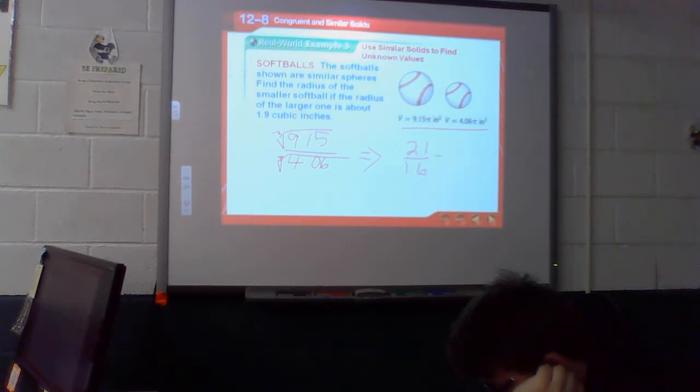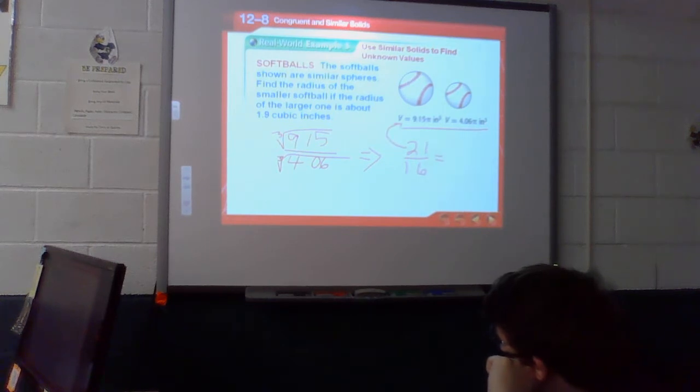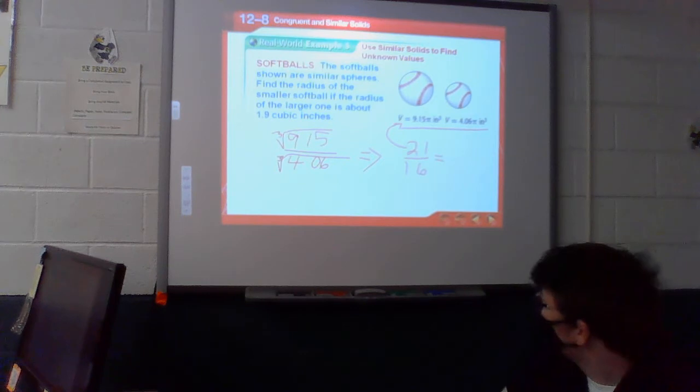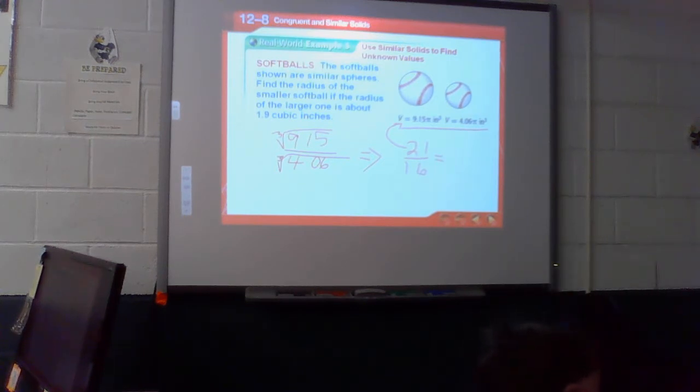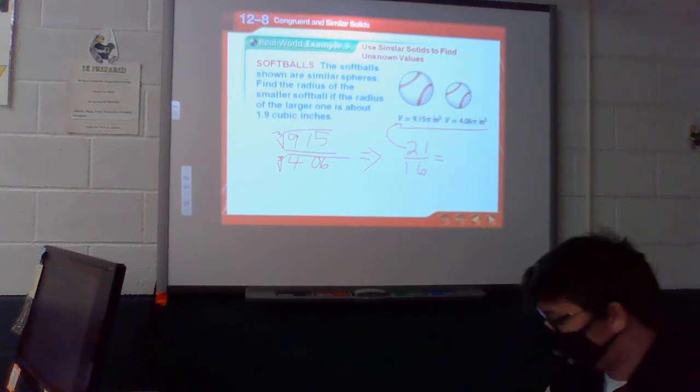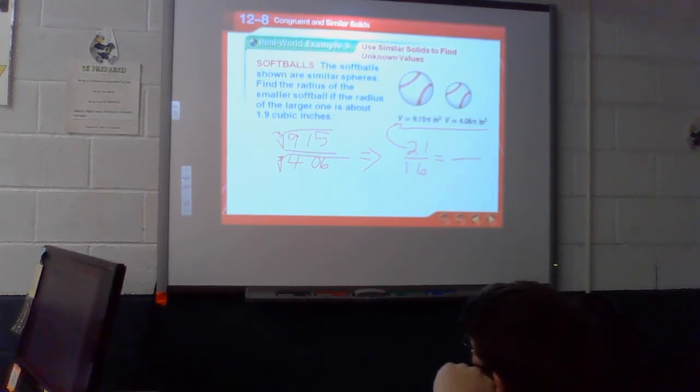Okay. So everybody good with this? This one right here would be considered my bigger one, right? This is my smaller one. So now it says find the radius of the smaller softball if the radius of the larger one is about 1.9. So where does my 1.9 go in my proportion? On the top or the bottom of my second fraction? Because why? The big one's already on the top. So here's my proportion. So punch that into your calculator and find that missing spot. And what do we get? What is the radius of the smaller one? 1.4? I think that's what I got earlier too.